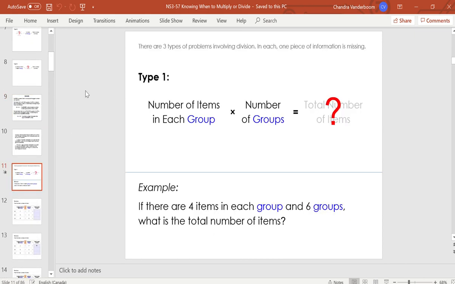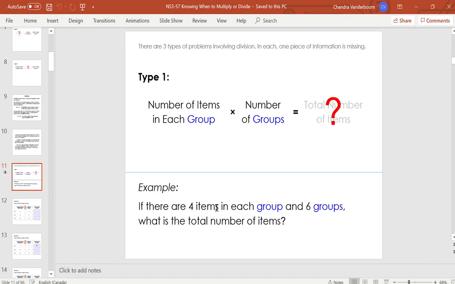So let's go back to these things that we were talking about and see if we can figure some of them out. So in this one here, we know the number of items in each group. We know the number of groups, but we don't know how many items we have altogether. This is probably the easiest kind of problem to solve. If we don't know our total number, that's often the easiest to solve. But if we don't know our total, remember I said when we don't know the total, we end with the total in multiplication. So that's easy.